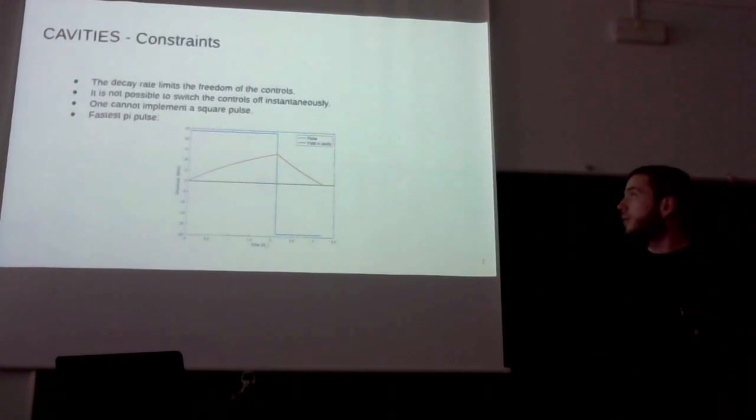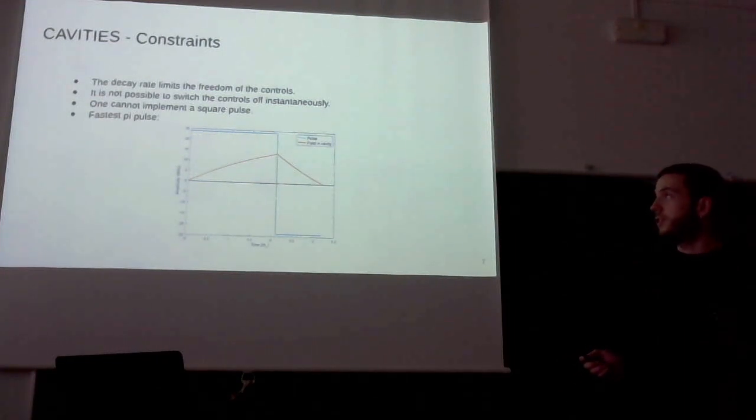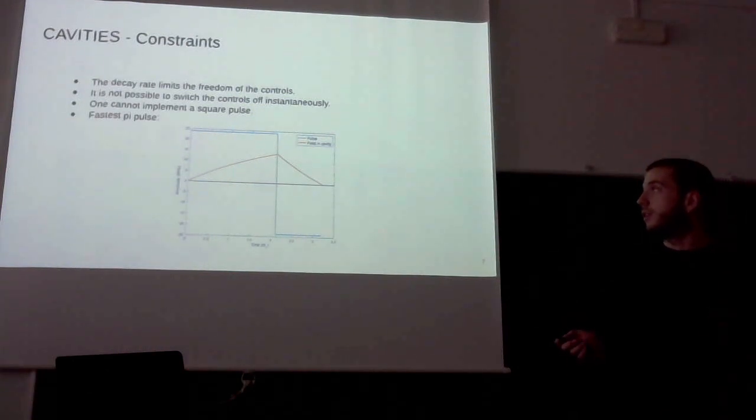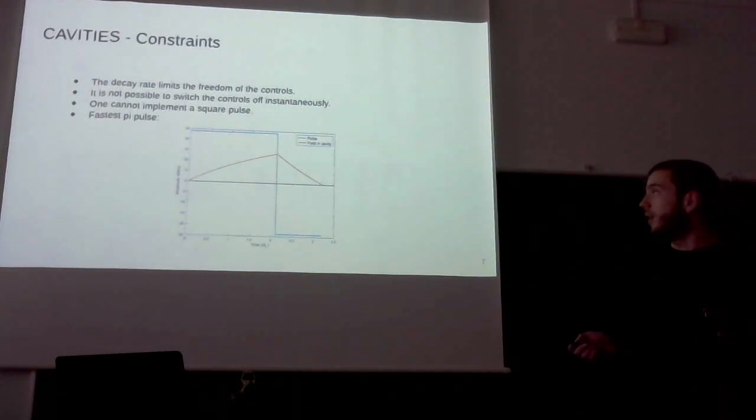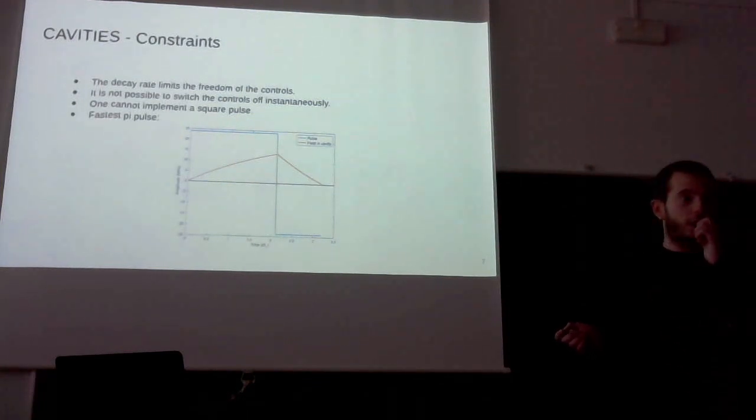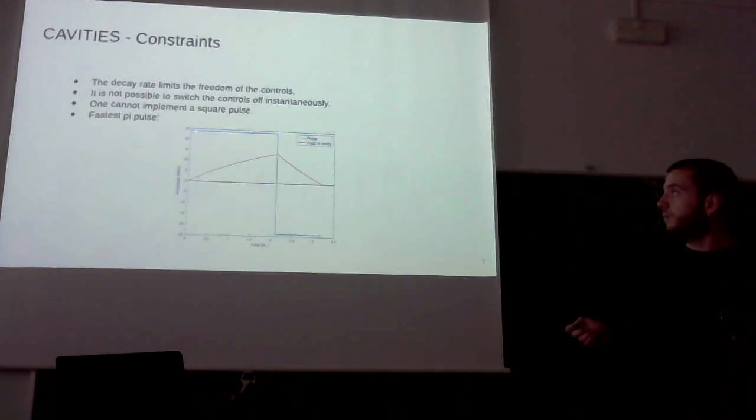So the constraints, what happens is that it is not possible to switch on and off the controls inside instantaneously. So, for example, we cannot implement a square pulse to the system. And this is, for example, the fastest way we can implement a pi pulse, where all the parameters are analytical, how much it takes from here to here and from here to the end of the pulse. And what we do is apply a square pulse at the beginning.